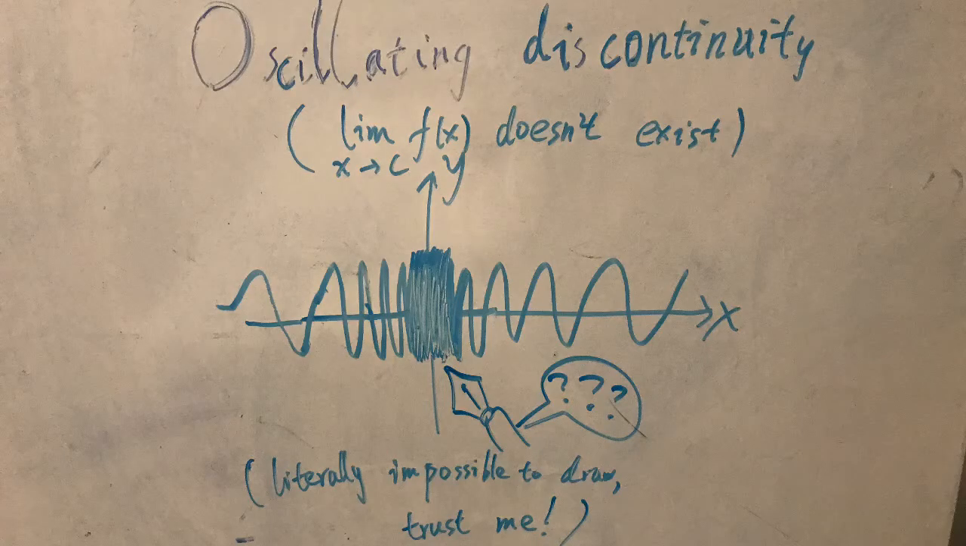Last but not least, there's the oscillating discontinuity, where the function oscillates infinitely at the point of discontinuity. The limit of the function here also does not exist. There are infinite amount of lines at the point of discontinuity, so it is literally impossible to draw. These are the 4 kinds of discontinuity. You can take notes, but you can also choose not to, because it's better to memorize it in your brain.